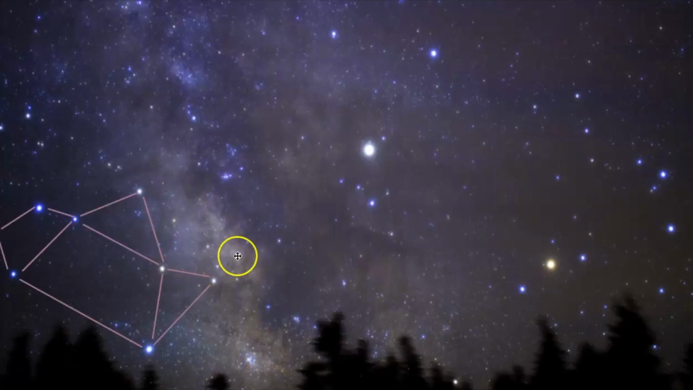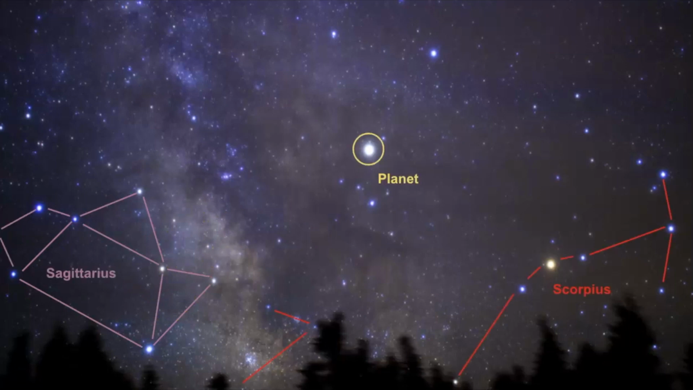So again, notice that the very bright area of the Milky Way is coming out of the spout of the teapot. And then right here is where we see Scorpius. We can't see the whole thing, but you can see these 3 stars that line up in a row. And then this bright star is known as Antares. And of course, this is our planet.